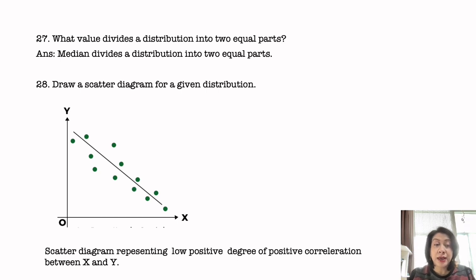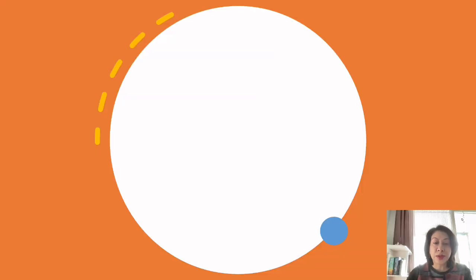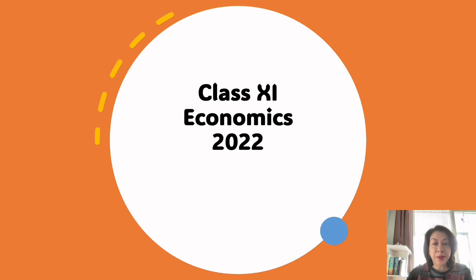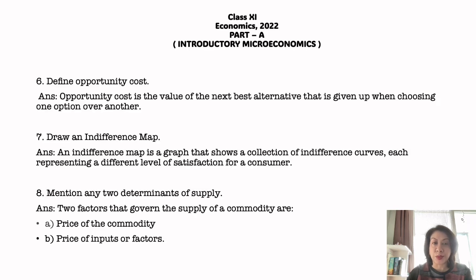Next question is you are asked to do a scatter diagram for a given distribution. Here no distribution is provided to you. You are answering a question for 1 mark only, so you can do a scatter diagram freehand. So I have drawn a scatter diagram here which is showing a low positive degree of correlation between the variables x and y. Proceeding to question paper for the year 2022.